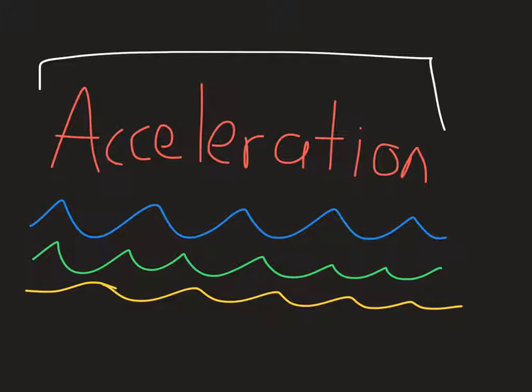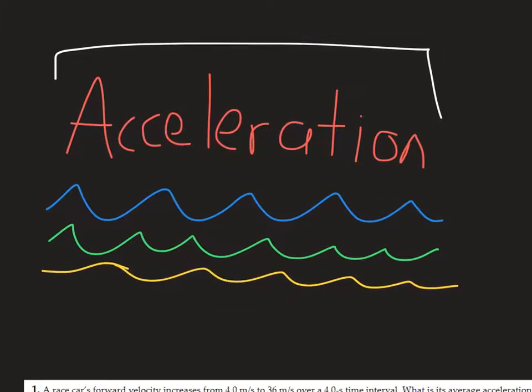Now, to calculate acceleration, I have this problem right here. It says a race car's forward velocity increases from 4 meters per second to 36 meters per second over a 4 seconds time interval. So what is its average acceleration?